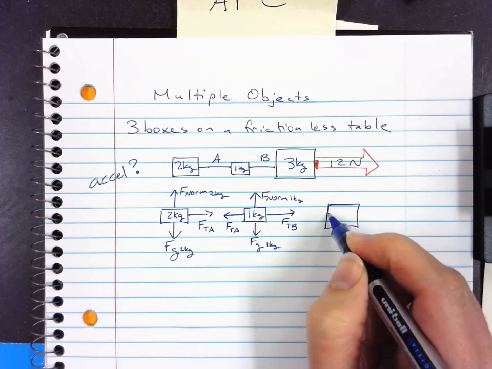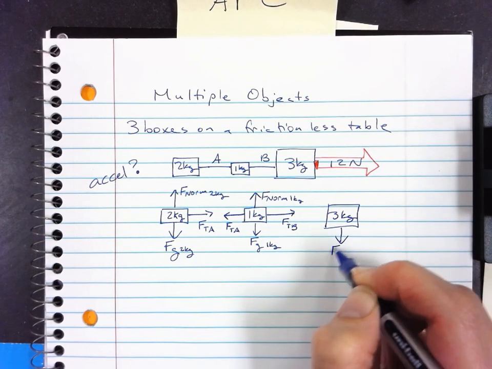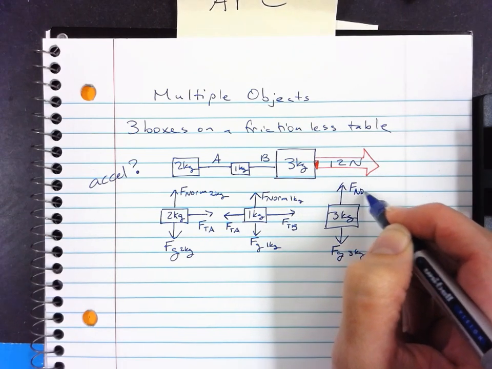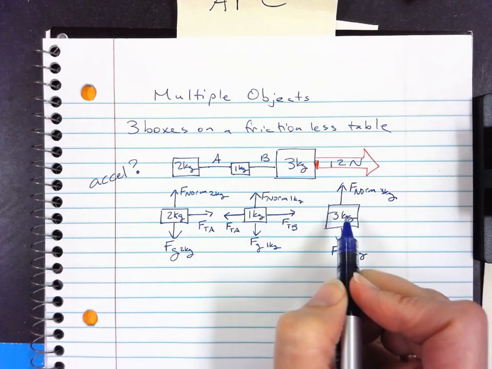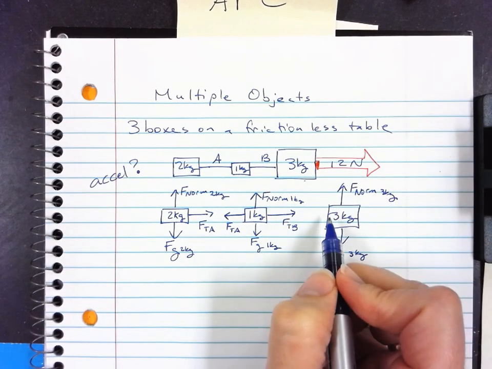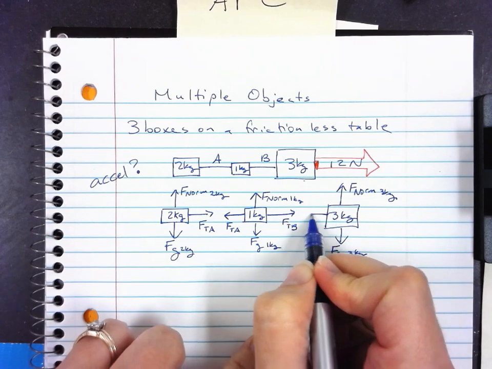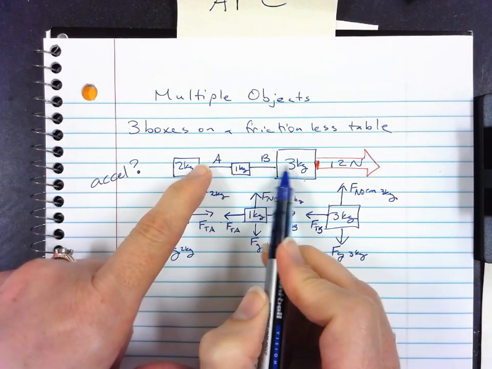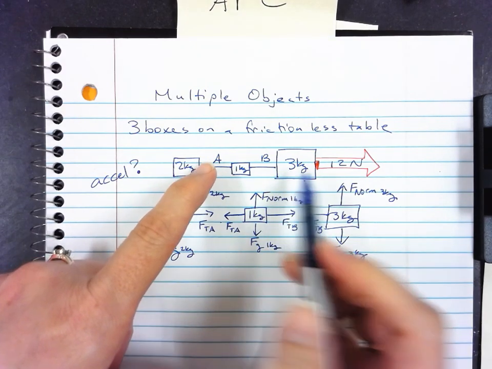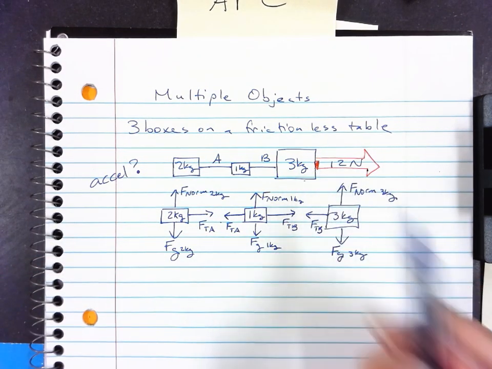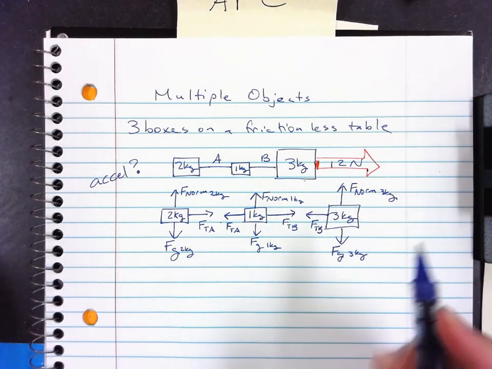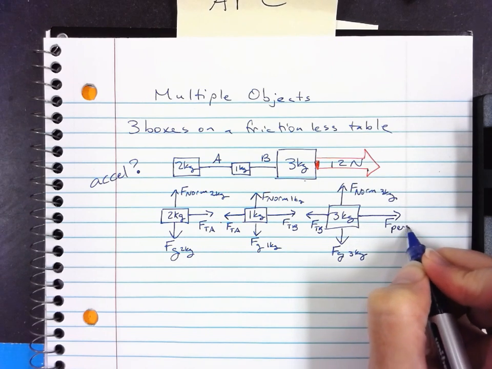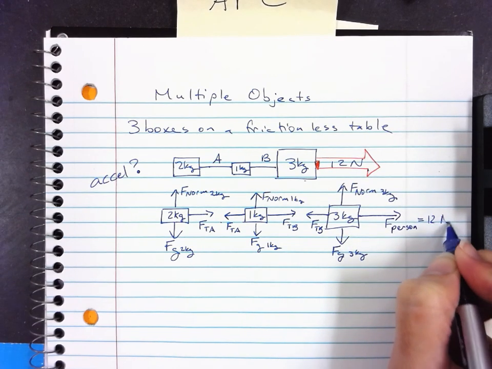And then finally we have the 3 kg box. So we have a third force of gravity. We have a third normal force. And there are 2 forces on the 3 kg. The rope is pulling it back, but notice I don't put A on it because rope A is not touching the 3 kilogram object. And then the 12 newtons is applied directly to the 3 kilograms. So this is the person, and it's equal to 12 newtons.